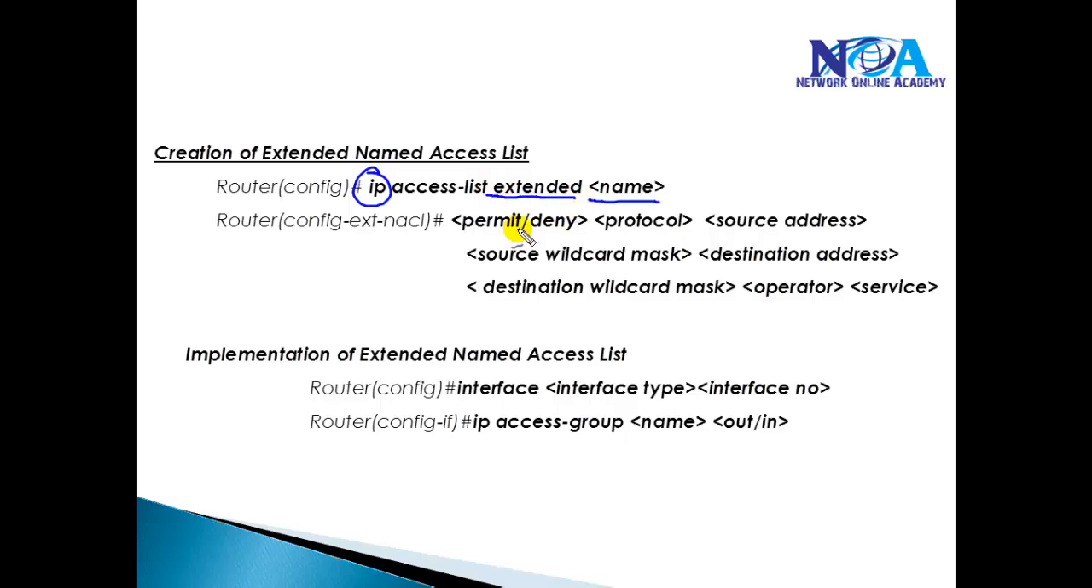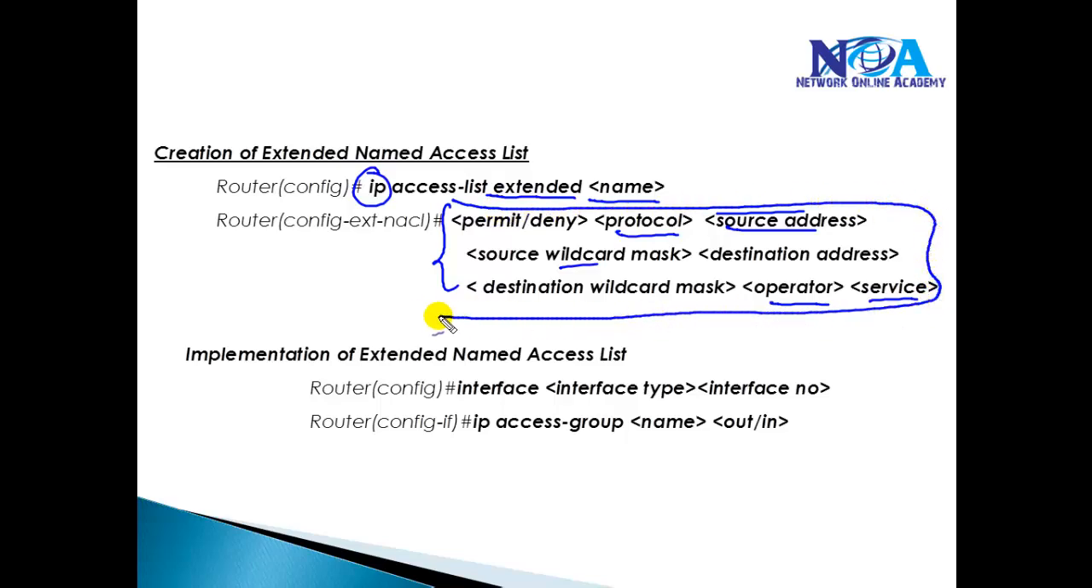But if you use the extended option here, you will get some more options, like permit or deny, protocol, source address, source wildcard mask, destination address, destination wildcard mask, and then operator and service. So this configuration is almost exactly similar to what we did in our normal numbered ACL, but the only difference is it comes in this mode.